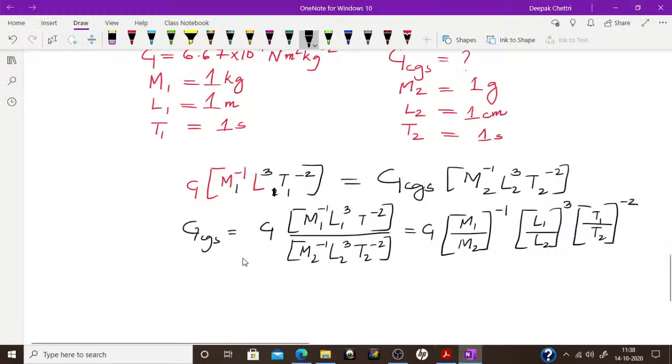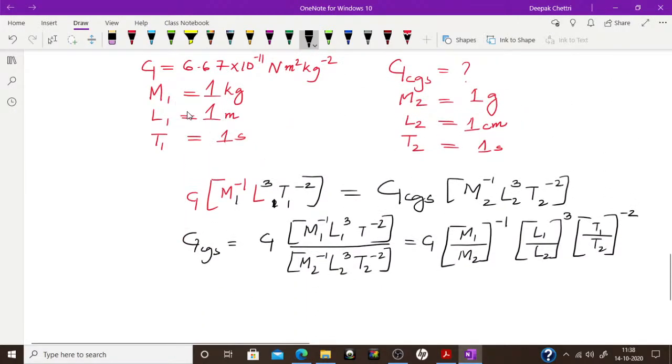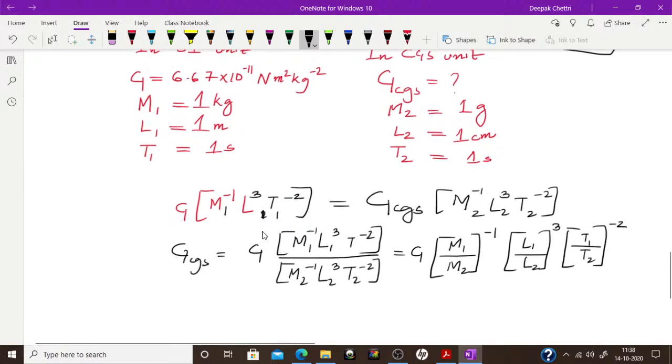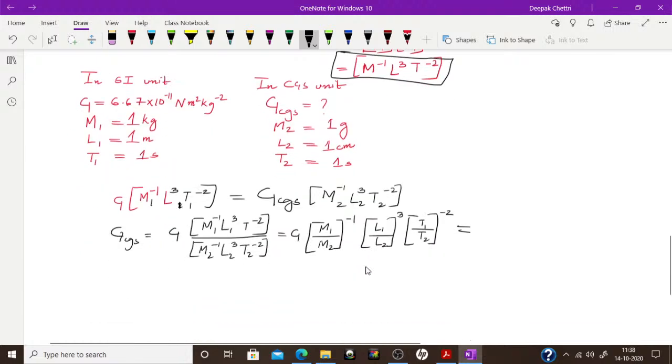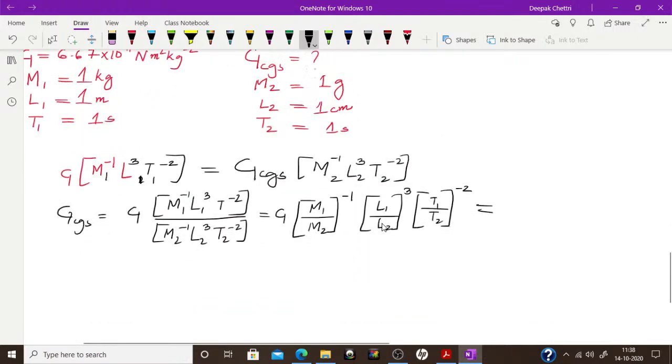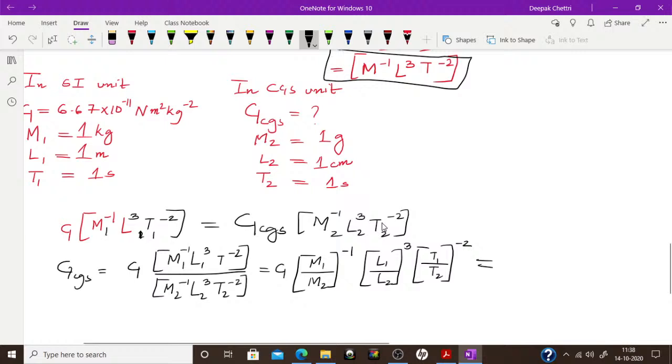Okay. So now we can put the values of M1 and M2 that we have written here. So I'm just putting the values. I hope you can see. So G, we know the value of G also, it's 6.67 into 10 to the power minus 11. And what is the value of M1? M1 is 1 kg. And what is the value of M2? It is 1 gram to the power minus 1.